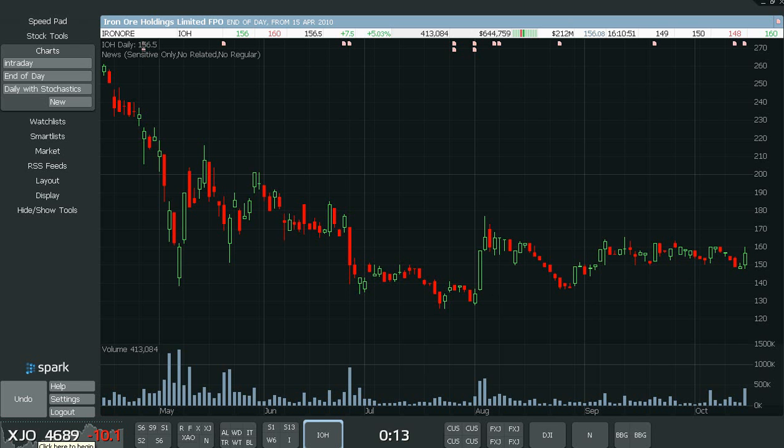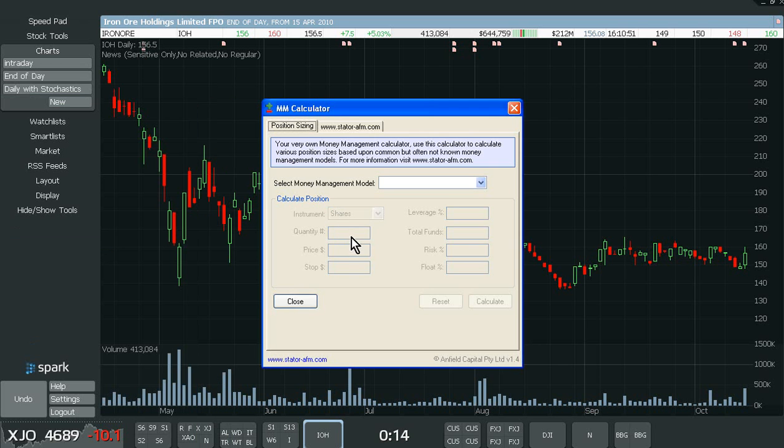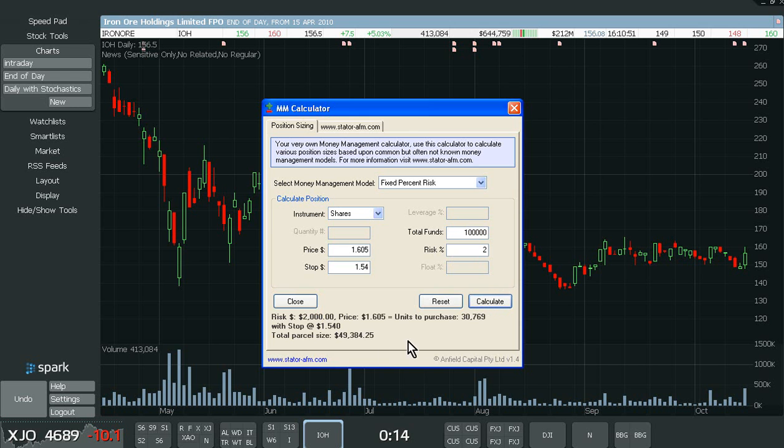So we're looking at, say, a 161. We'll put a 160.5 entry and a 154 exit. So let's go percent risk this time. So we're talking about a 160.5 entry and a 154 exit, and you want to risk 2% of your portfolio, and you've got $100,000 in your portfolio. Calculate: 30,000 position, you're risking $2,000.